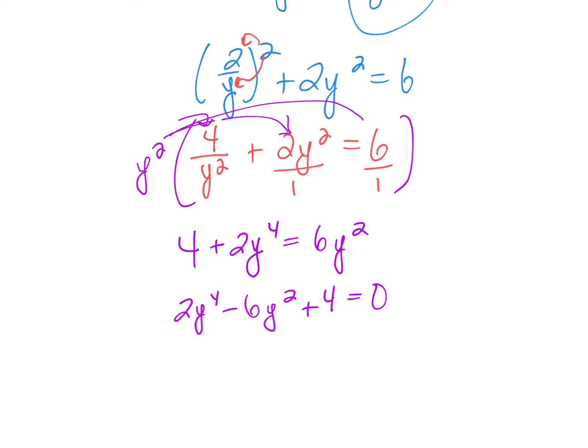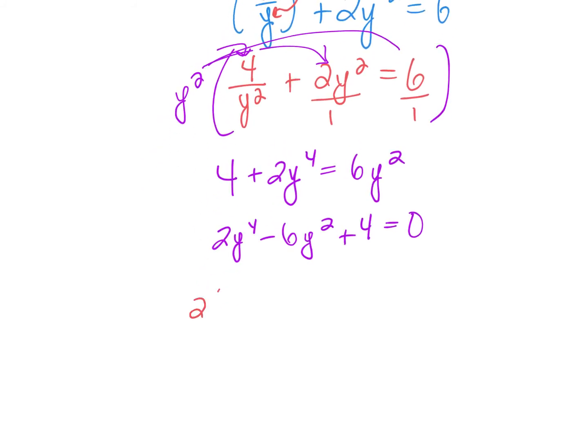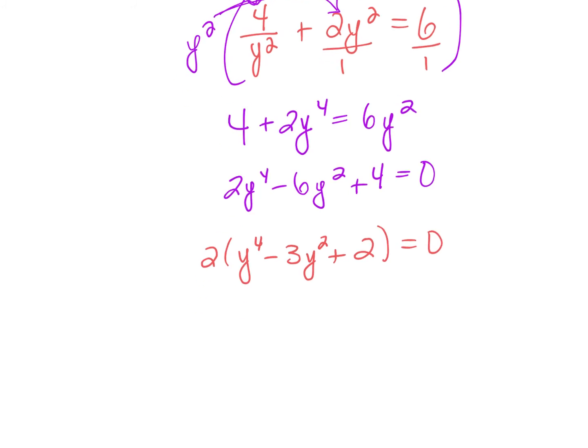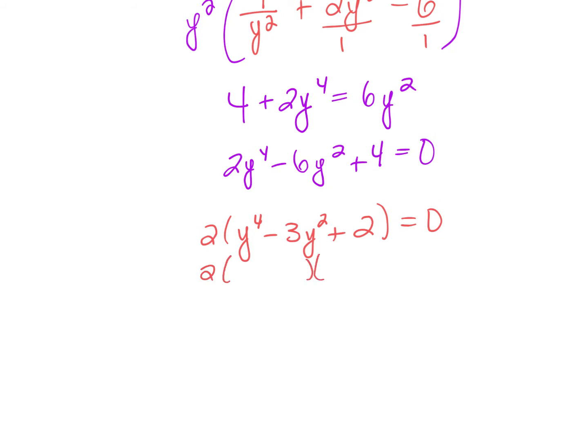Now before we go ahead and try and find a times c and all that stuff, what can I take out? I can divide out a 2 from everything. So I'm left with y to the 4th minus 3y squared plus 2. Everybody agree with me? All right, now we can factor. What times what gives me y to the 4th? Perfect, y squared. So y squared here, y squared here. Now what are the factors of positive 2 that multiply to give me a positive 2, but add to give me a negative 3? Negative 2 and negative 1.